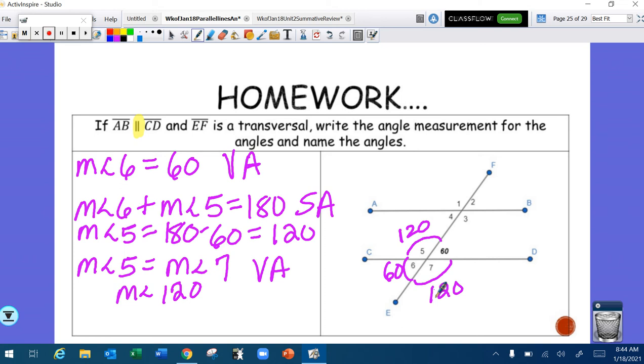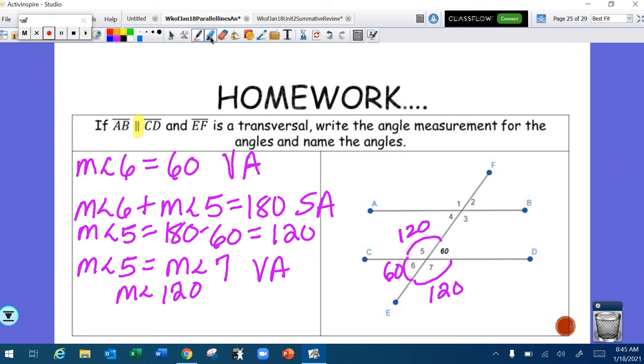Now we have to jump and we want to find angles 4, 3, 1, and 2. So there is a relationship between 5 and 4, and there's a relationship between 5 and 3 and 60 and 3. So there's a couple of ways you can approach this. You can say 5 plus 4 is equal to 180 degrees because they're same side interior angles.